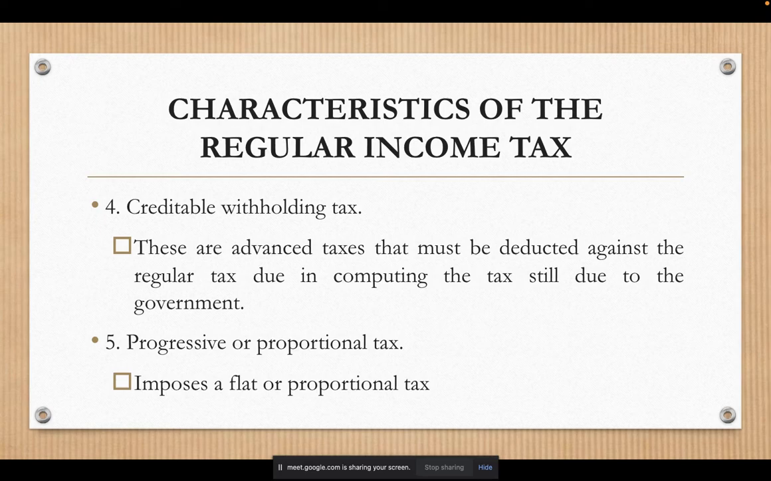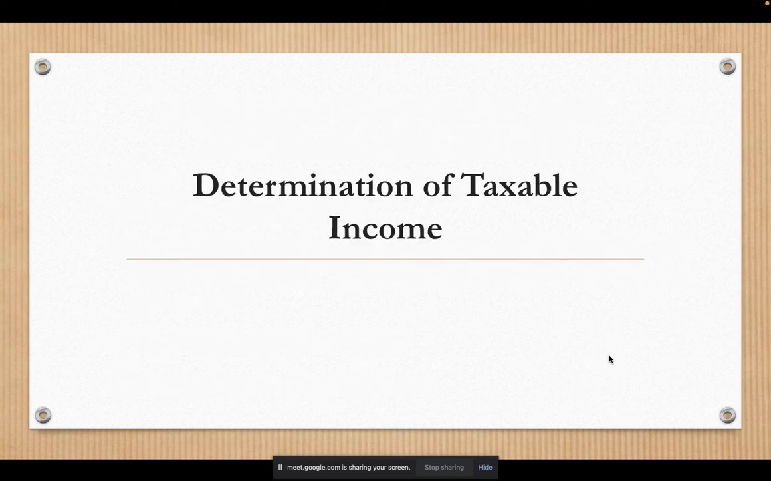Meron din tayong tinatawag na creditable withholding tax. Kaya sinasabi ko kanina, the final tax is not the same as the creditable withholding tax. The final tax is not deductible from the tax due, but the creditable withholding tax is deductible from the tax due. These are advanced taxes that must be deducted against the regular tax due in computing the tax still due to the government. Progressive or proportional tax, it imposes a flat or proportional tax.